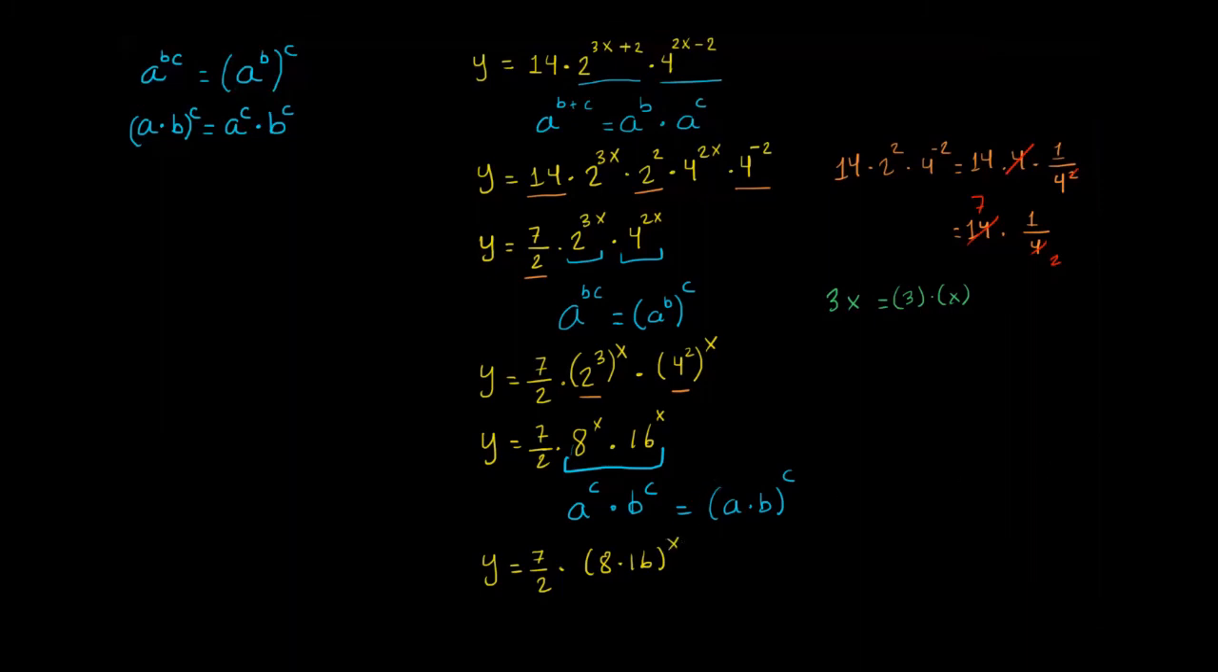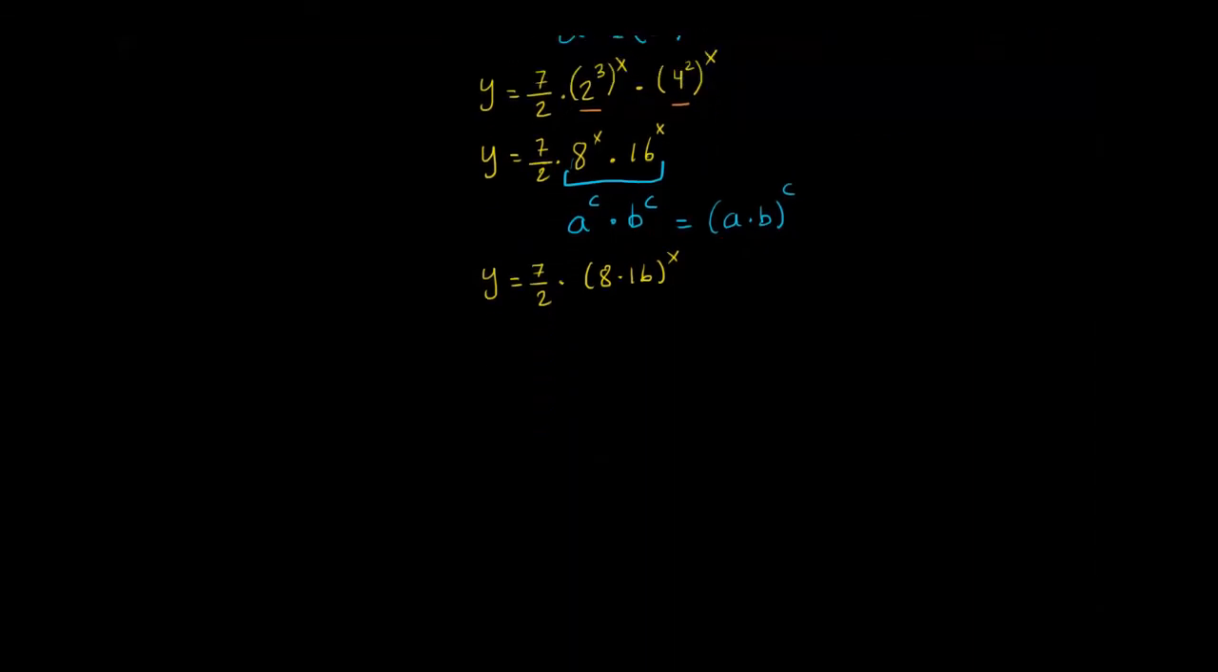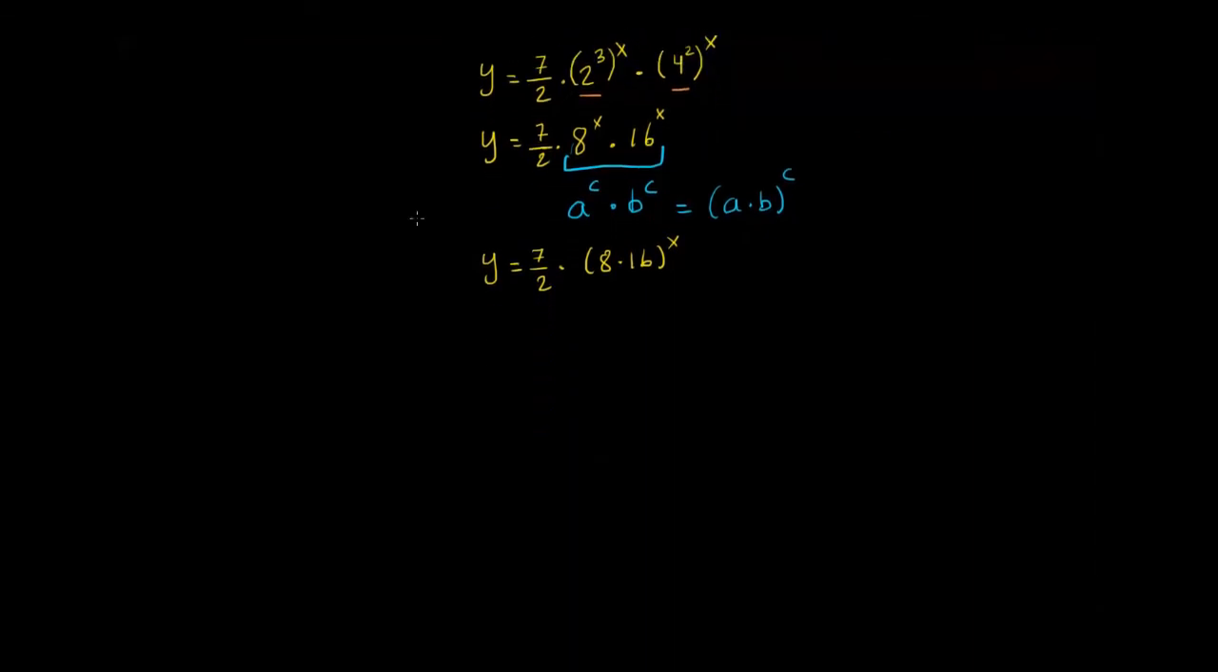Now I will have to scroll down a bit as well. Now I can simplify things here. I'm going to multiply this 8 times 16. This would be just the same as getting y equal to 7/2 times 128 to the x. And with this we are basically done, because we just got to our goal.